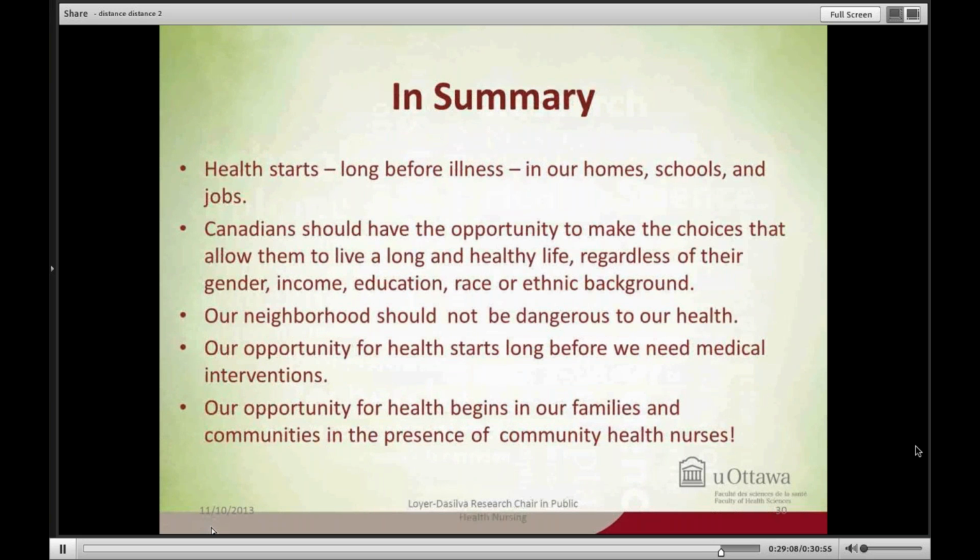In summary, health starts long before illness, in our homes, in our schools, even in our own workplaces. Canadians should have the opportunity to make the choices that allow them to live a long and healthy life, regardless of their gender, income, education, race, or ethnic background. Our neighborhood should not be dangerous to our health. Our opportunities for health start long before we need medical interventions, and our opportunity for health begins in our families and communities, in the presence of community health nurses.